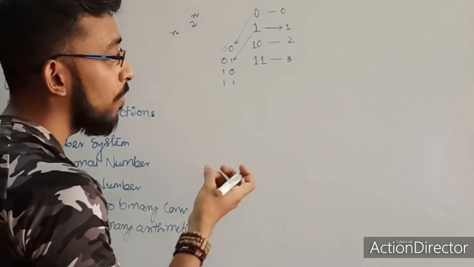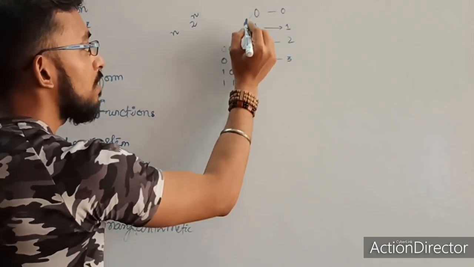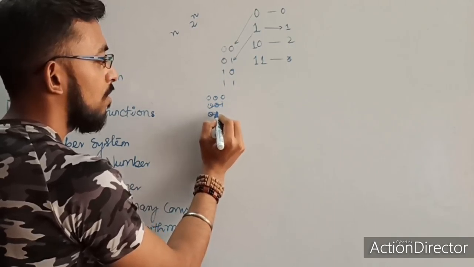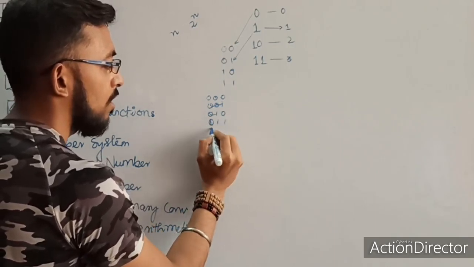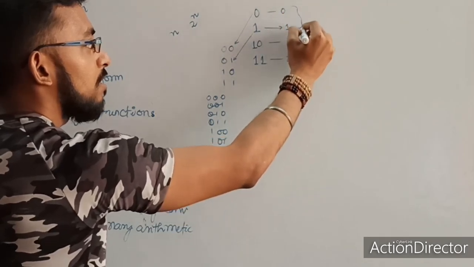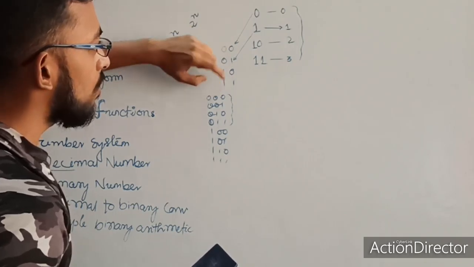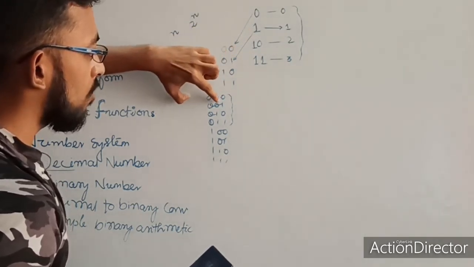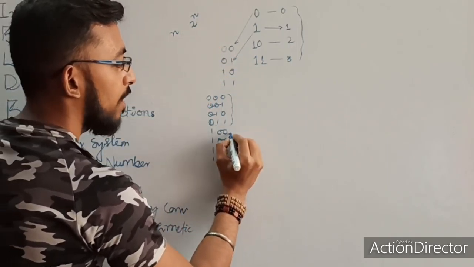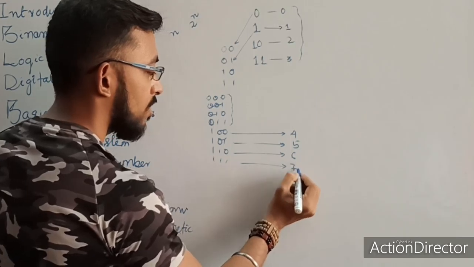Now if I want to write 4 and further, I have to use a combination of these 2 digits in 3 ways, which means taking 3 digits: 000, 001, 010, 011, 100, 101, 110, 111. You can see 4 already occupies 3 digits. 0 is the same as 00 is the same as 000. 1 is the same as 01 is the same as 001. And 11 is the same as 011. Then this value becomes 4, this becomes 5, this becomes 6, and this is 7.